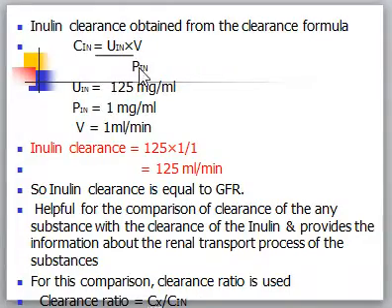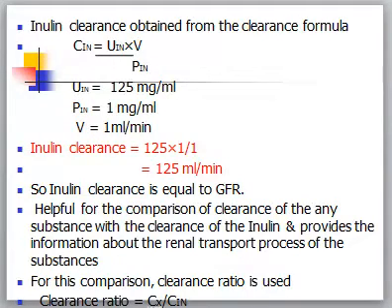Now, with the example of inulin clearance obtained from the clearance formula, U indicates the concentration of inulin in urine. C inulin is equal to, we are going to see, the concentration of inulin in urine and plasma and the volume of urine excreted. So now I hope you can easily understand that.